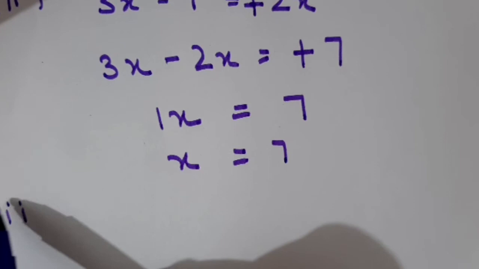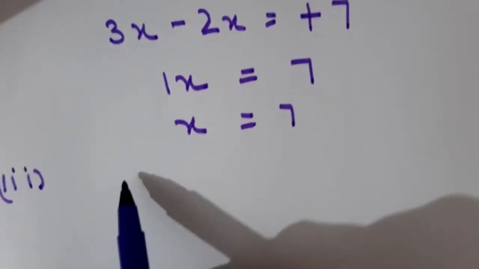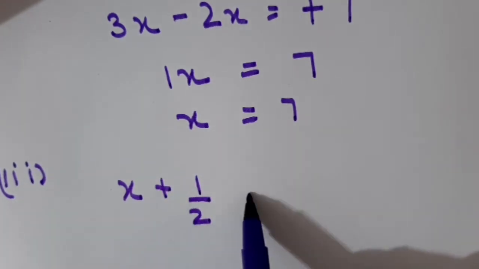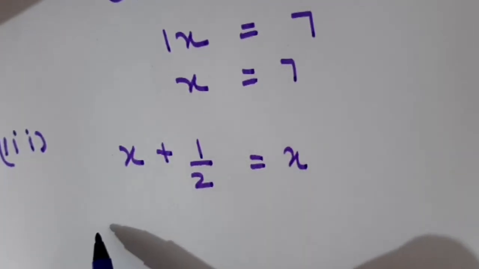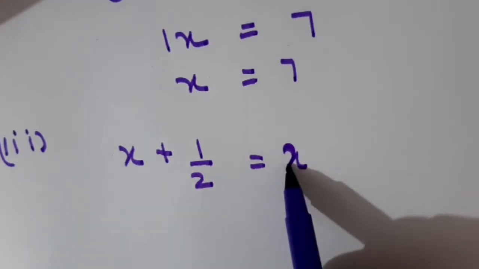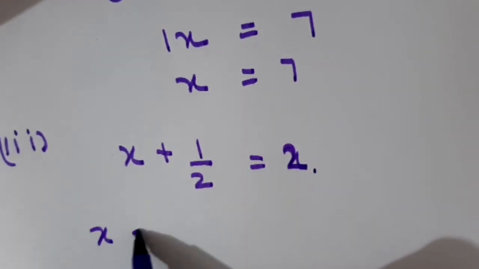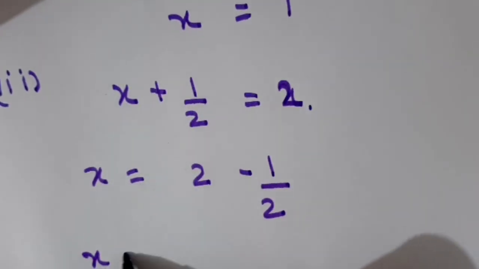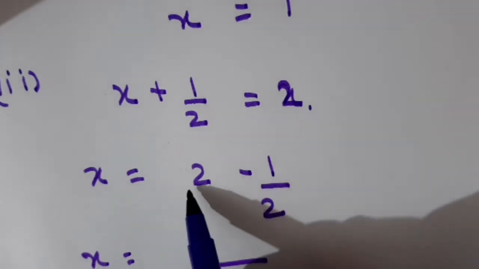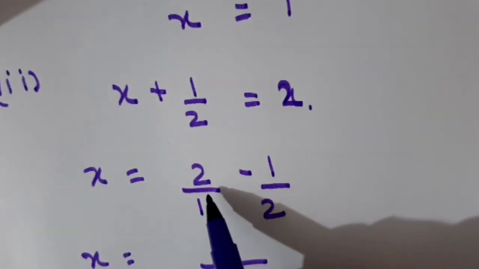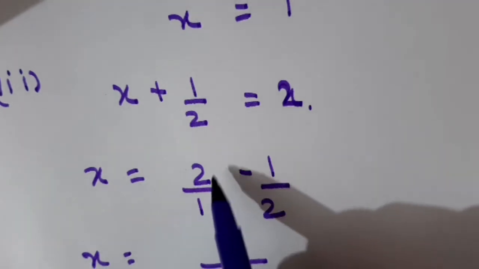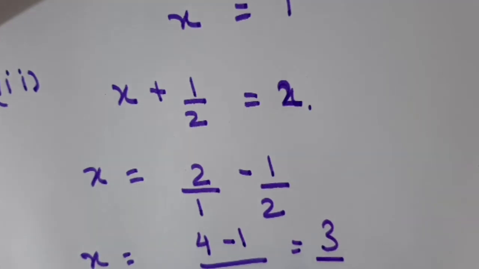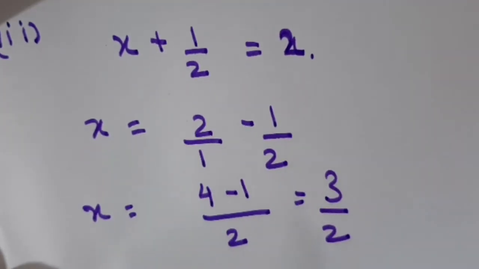Now let us do one more part, that is the third part. It is x plus 1 by 2 is equal to 2. Now I'll keep x here and I'll shift this 1 by 2 here. Now I'll take the LCM. So here no denominator means denominator 1. To make it 2, we will multiply by 2, so numerator also by 2. So it will become 4. So the value of x is 3 upon 2.